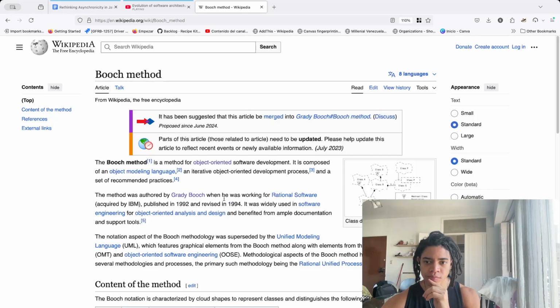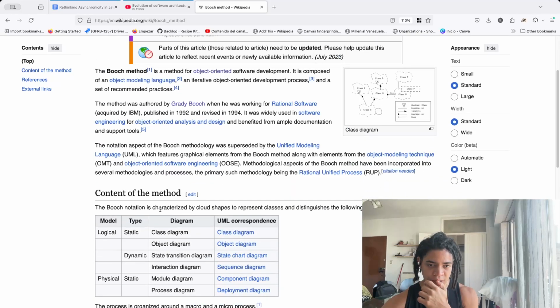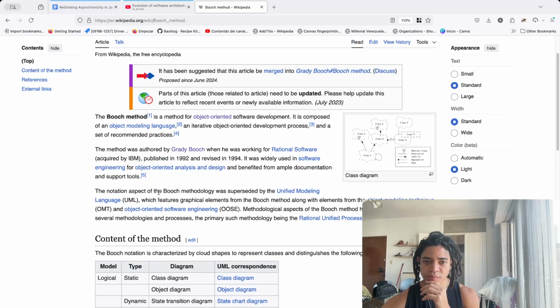Could you explain what the Booch method is? I understand it has to do with object-oriented programming, but coming from you as the person who invented it, it would be nice to explain what it is and why it was important.